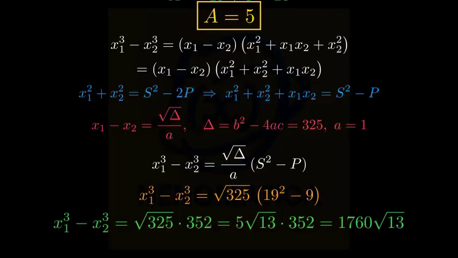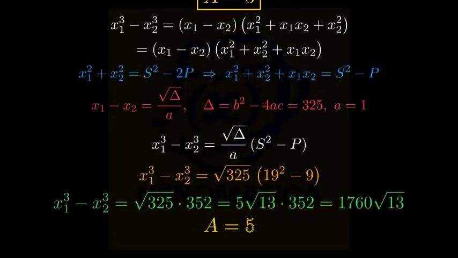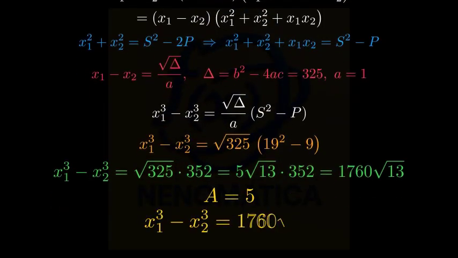Summary. We use Vieta's formulas to express everything in the symmetric combinations s and p, and the discriminant for the difference of the roots. The results are A equals 5, and x1 cubed minus x2 cubed equals 1,760 times the square root of 13.